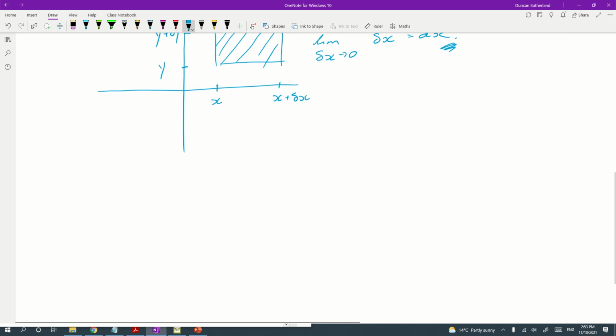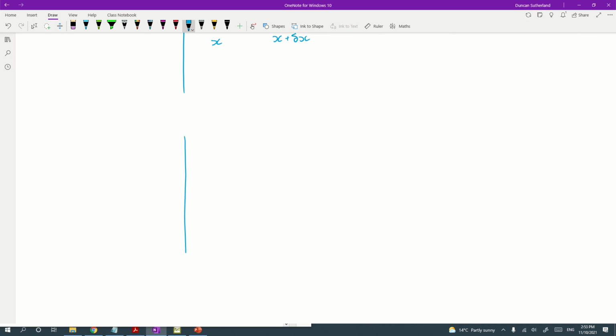In polars, it's not so simple. So this is r, and this angle is theta. Let's now extend r by a distance dr. So this point is r plus dr. And now let's extend theta by an angle d theta, or delta. I should write deltas here because I'm about to take a limit.